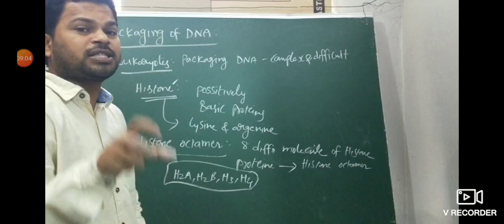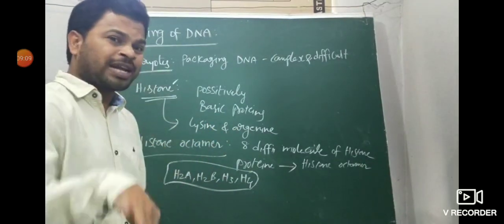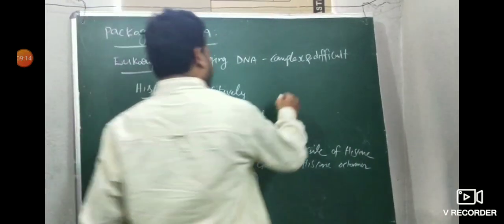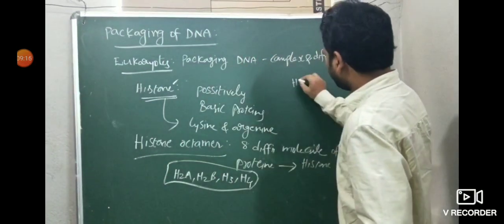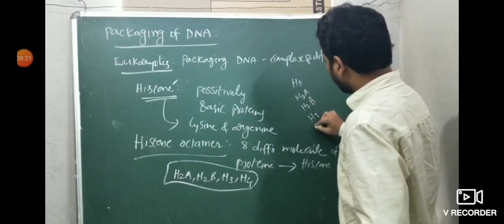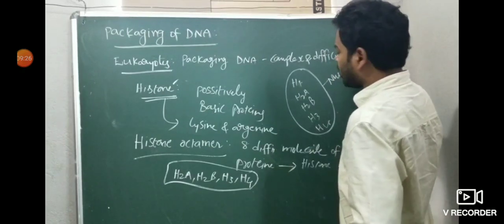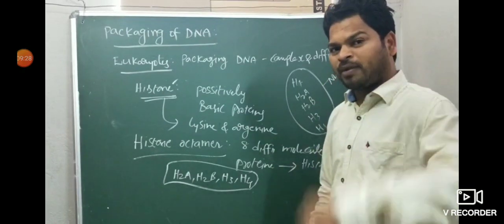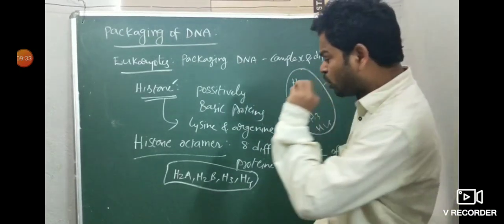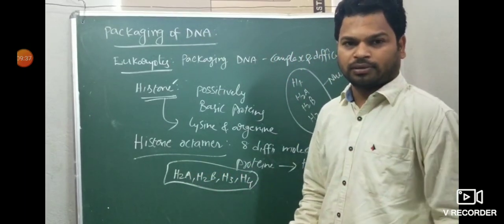Then histone octamer consists of what type of proteins? H2A, H2B, H3, H4. But the nucleus consists of what type of proteins? In the nucleus there are H1, H2A, H2B, H3, H4. All are present in the nucleus. Question, be very careful: in the nucleus, H1, H2A, H2B, H3, H4. But in the histone octamer, only H2A, H2B, H3, H4. That is the important one.